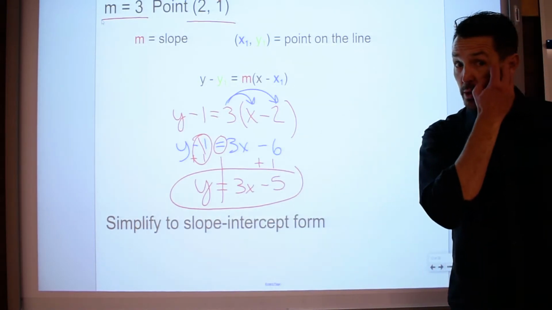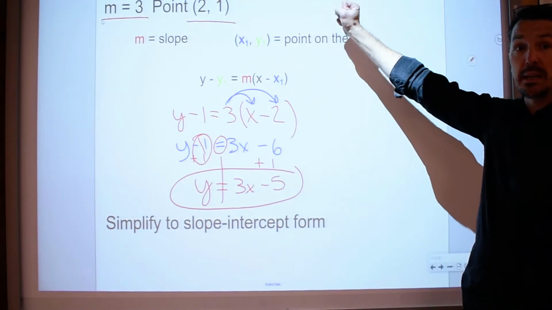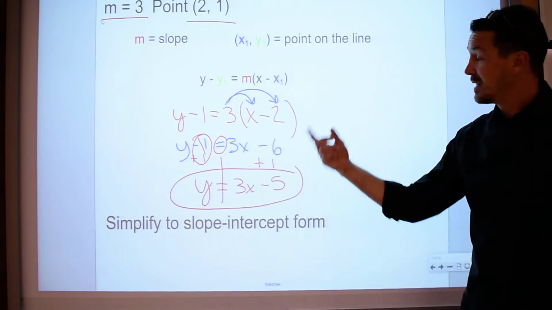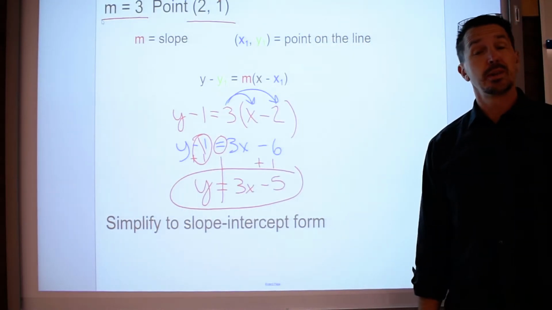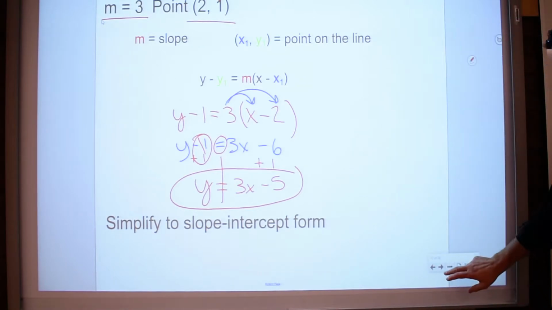Now, if you liked what you learned earlier about solving for b and then putting it in slope-intercept form, that's fine. But point-slope form is also useful, and some people find it a lot easier. So here we go. You try the next one.